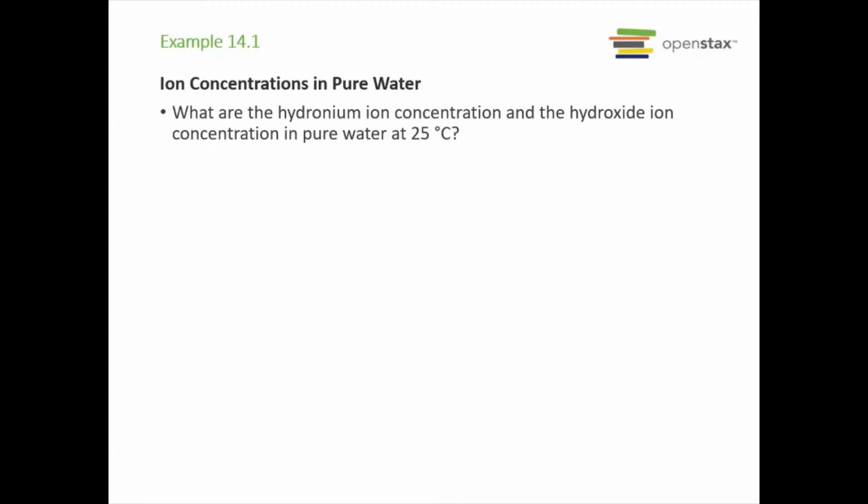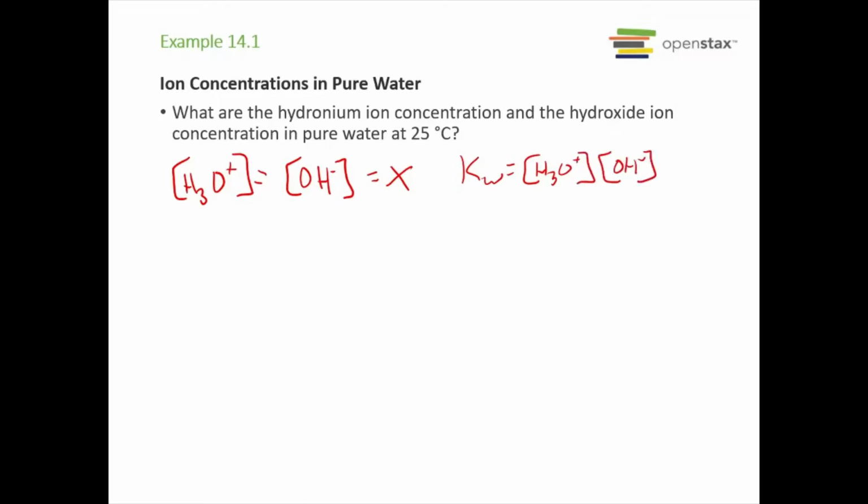So let's go ahead and look at an example. We want to know the hydronium ion concentration and the hydroxide ion concentration in pure water at 25 degrees Celsius. So we know this is pure water, this is autoionization, so the concentration of hydronium and hydroxide are equal. Each one of those is equal to X. So Kw is equal to H3O plus times OH minus. And yes, those concentrations of hydronium and hydroxide can change, but when we are talking about pure water, that means there's nothing in there to change one of those two concentrations. So they are equal to each other if you have pure water.